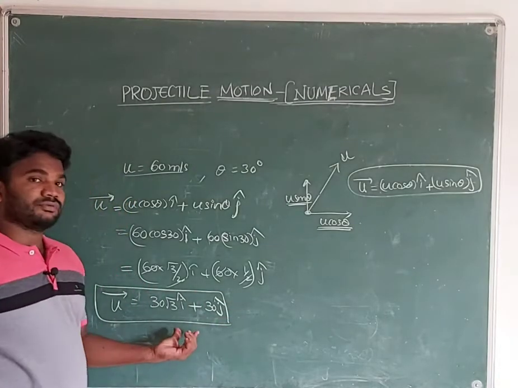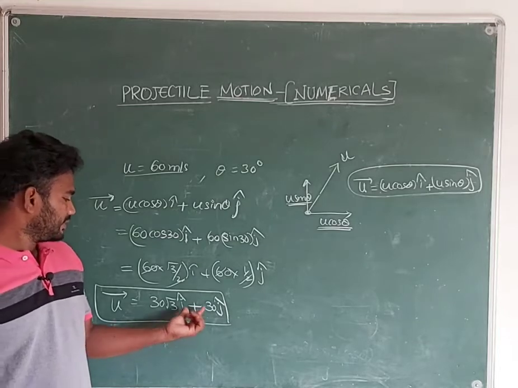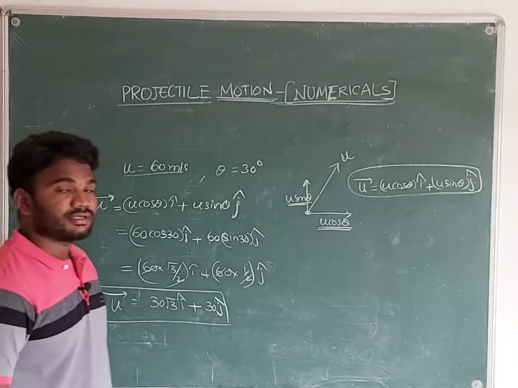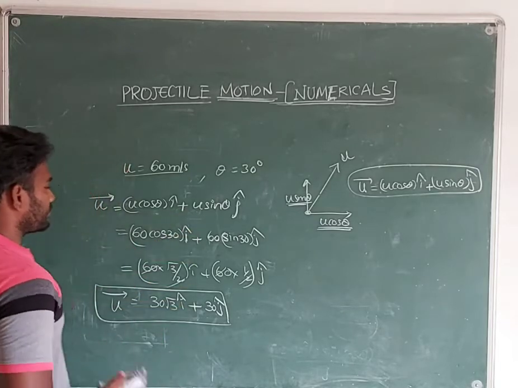Did you understand, students, how we write the initial velocity vector here? It's very interesting. Do you feel it is interesting? Next we will see one more question. Make a note of this, students.